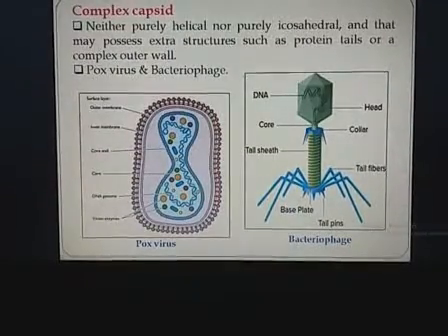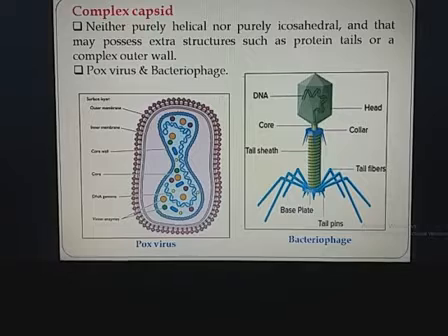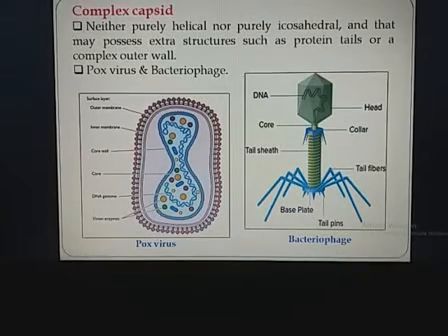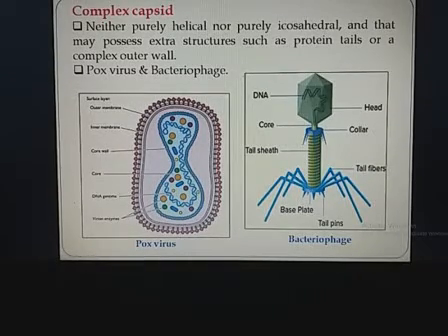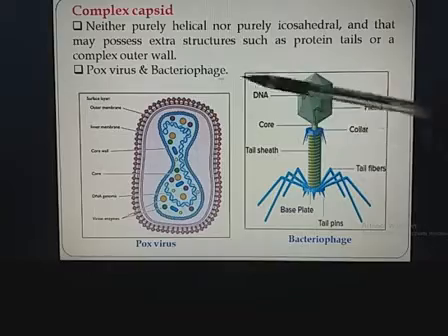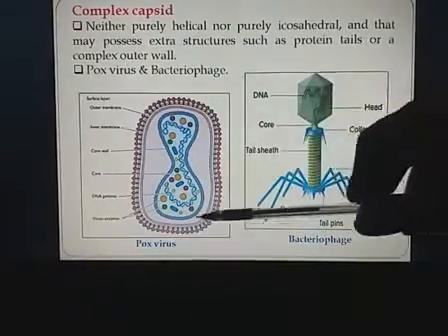Now the complex capsid or complex virus. A complex virus is not purely helical or icosahedral. Rather, it is composed of different subunits which form the ultimate viral structure, or virion, which has sometimes protein tails. You can see here these are the tails, or a complex outer wall. This is a complex outer wall.